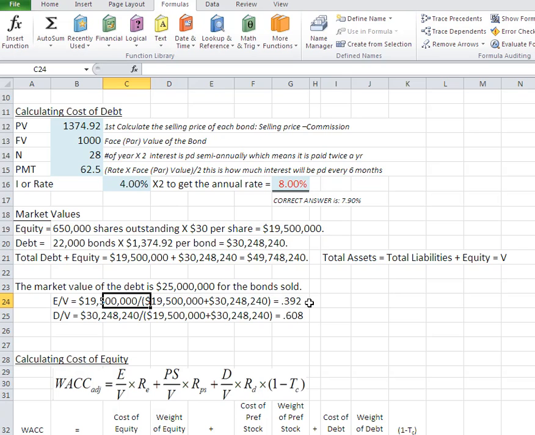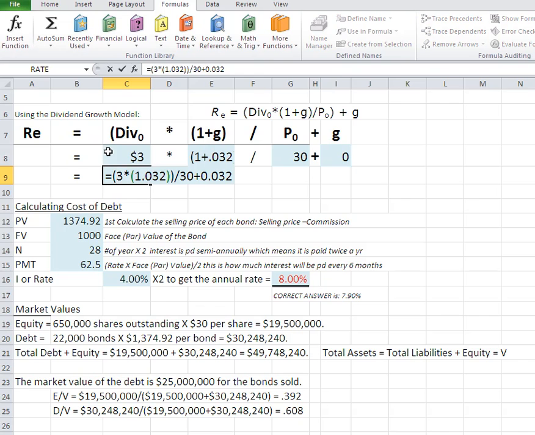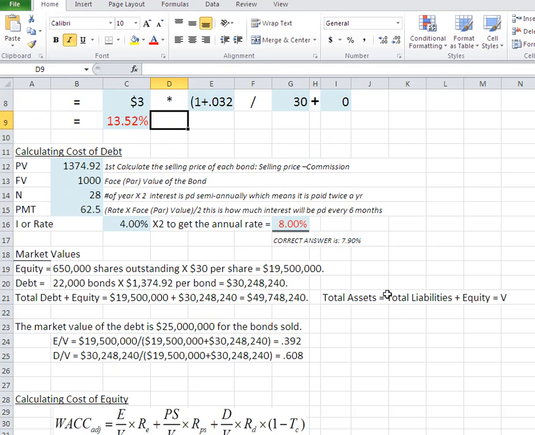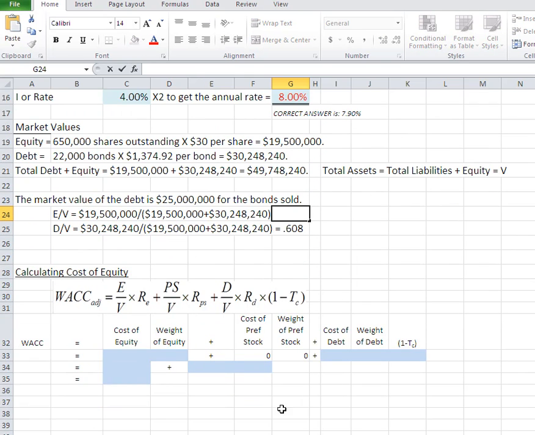If we run that calculation, you'll see that equity makes up almost 40% of our financing. And then we have debt here, which was again $30,248,240. Take that and divide it by the total liabilities plus equity, and debt makes up about 61% of our financing. So now we know the cost of those two types of financing for our company. That's in red here. And we also know the weight of those two types of financing. Now it's just a matter of plugging it into the formula.